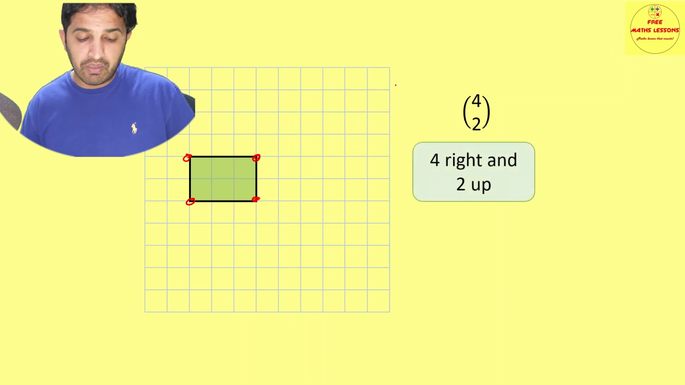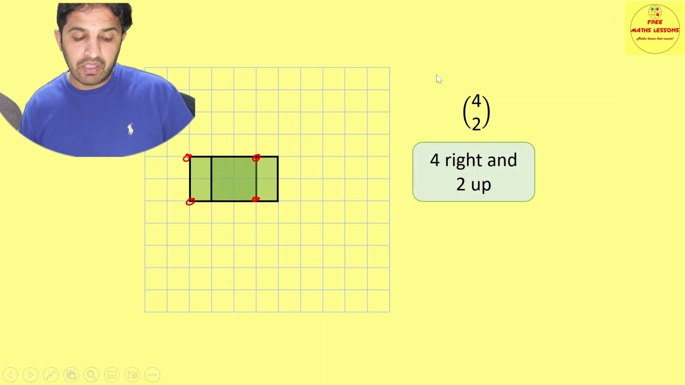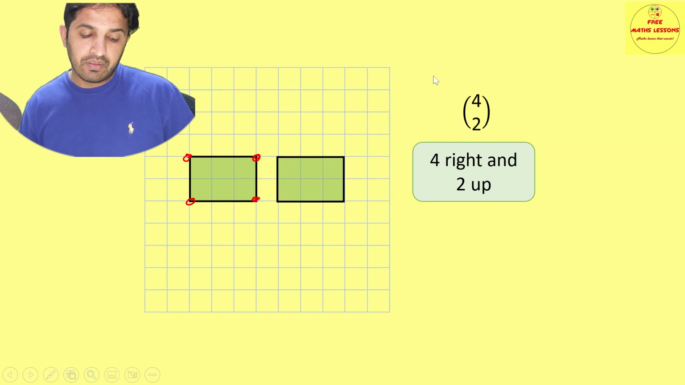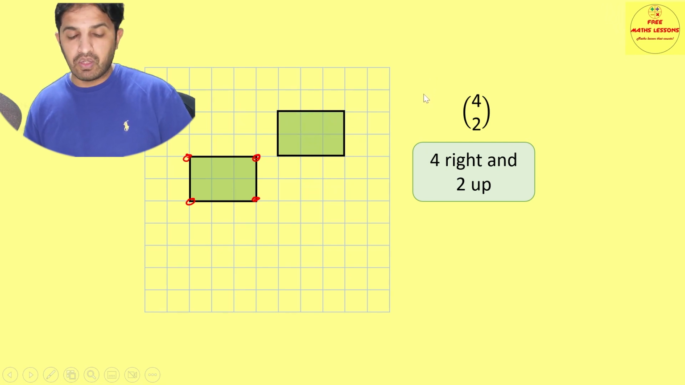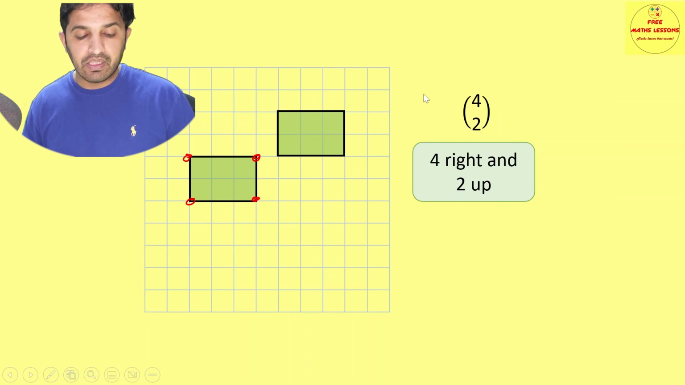So we're moving it 4 places to the right, and then we move it 2 places up. So this is where we get the entire rectangle, 4 to the right, 2 up. And that's translation completed. Okay.